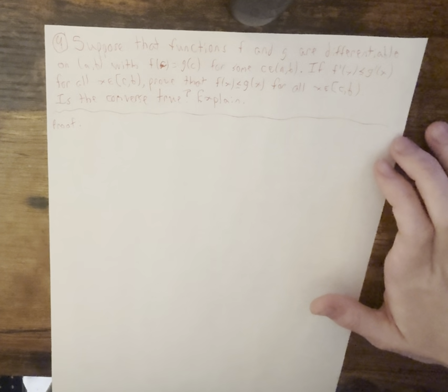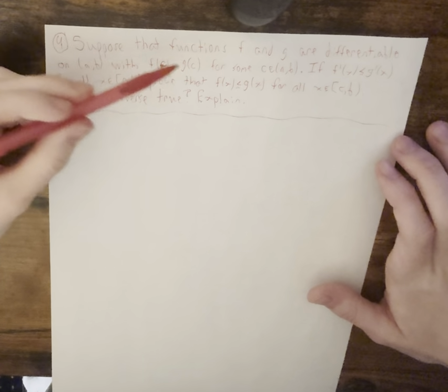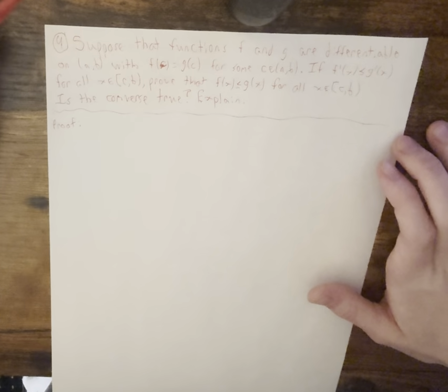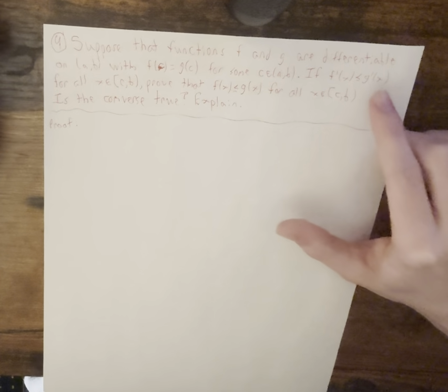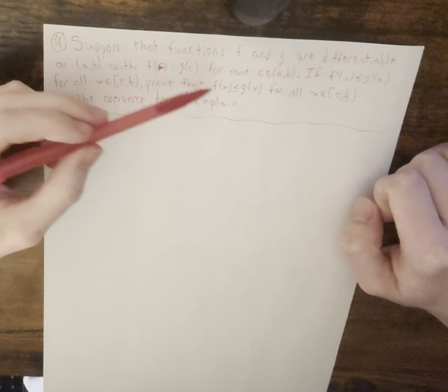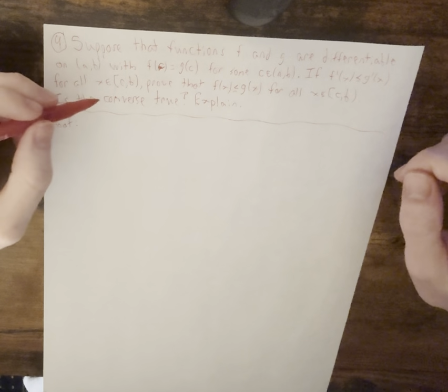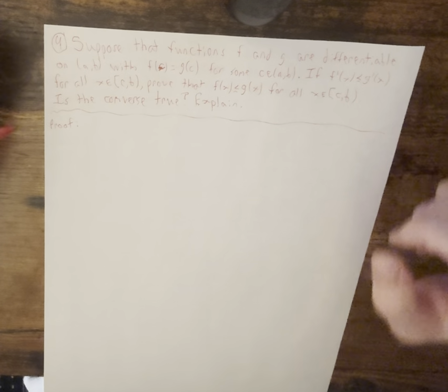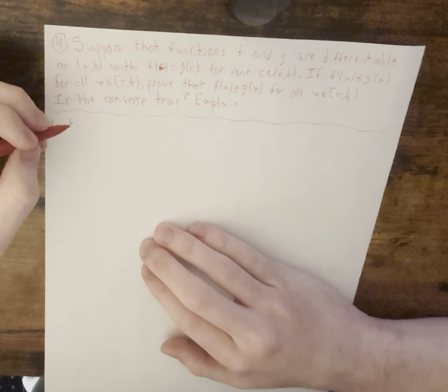Suppose that functions f and g are differentiable on the open interval a to b with f of c equals g of c for some c between a and b. If f prime of x is less than or equal to g prime of x for all x between c and b, prove that f of x is less than or equal to g of x for all x between c and b. Is the converse true? Explain. All right, we will start a proof.